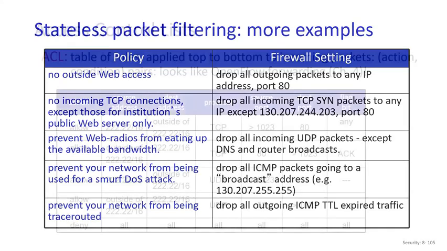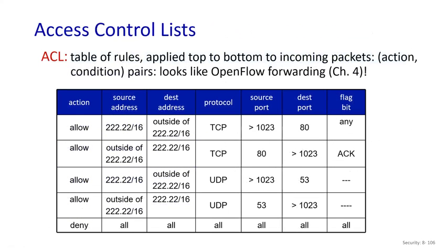Moving towards the next slide. Here is how we have the access control list, also known as the ACL. There will be a table of rules which has to be applied from top to bottom for all the incoming packets, known as action and condition pairs. This is an OpenFlow forwarding table where you will have actions, like allowing or not allowing. So it will be in two statuses: allow and deny.